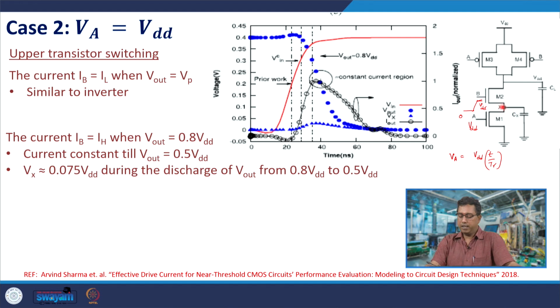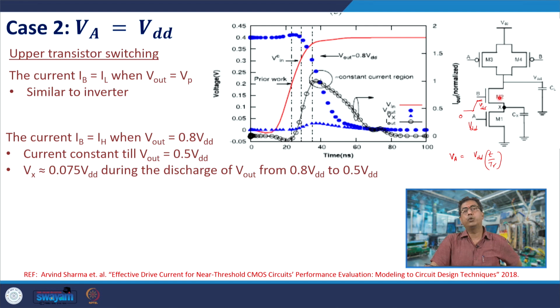Or if this changes, then the current through M2 reduces. If the voltage value of node X increases, then the current through M2 reduces, and the current through M1 would increase because M1's VDS is increasing. So, it cannot happen that way. This is inconsistent, so it would never happen that way.